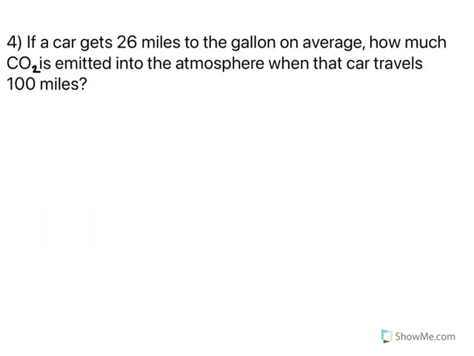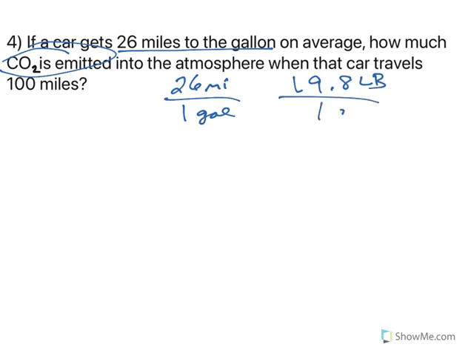Number 4, if a car gets 26 miles to the gallon on average, how much CO2 is emitted into the atmosphere when that car travels 100 miles? Okay, so 26 miles to the gallon. So that means 26 miles per 1 gallon. I know that we're talking about CO2, so I have 19.8 pounds per 1 gallon. And I know I have 100 miles. So these are my 3 ratios. But remember, ratios, we can flip them, right? Any of these can be flipped.